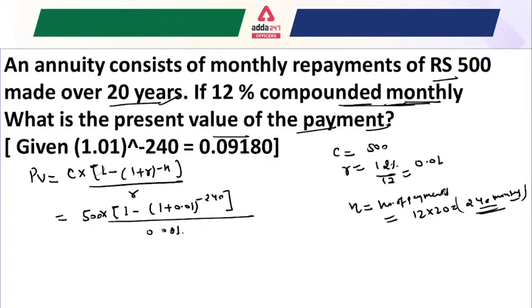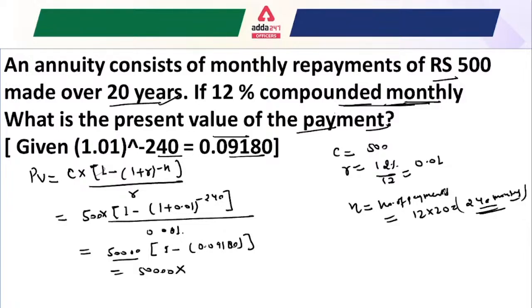So this value would be what? This value would be your 50,000. And if I just solve this, the value is already given in the question, that is 0.09180, and now that is 50,000 multiplied by the, now just solve this and tell me what the answer will be. What is the value here?